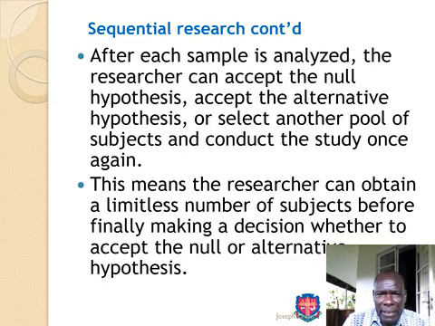After each sample is analyzed, the researcher can accept the null hypothesis or accept the alternative hypothesis, or select another pool of subjects and conduct the study once again. After doing the serial data collection, you can say, okay, now I can accept the null hypothesis, or I can accept the alternative hypothesis, or you can reject the null hypothesis, or reject the alternative hypothesis. This means the researcher can obtain a limited number of subjects before finally making a decision whether to accept the null hypothesis or the alternative hypothesis.